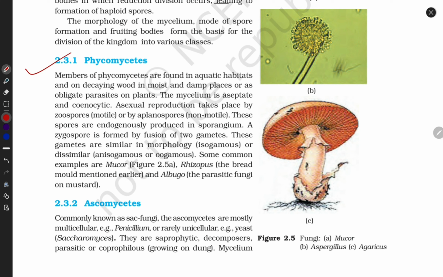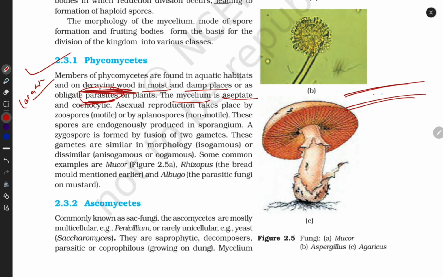Now the first class is Phycomycetes. What is the special feature of Phycomycetes? They live on decaying wood, in moist and damp areas, and they live as parasites on plants. This is their habitat. Next, they have mycelium and hyphae. The hyphae may be septate or non-septate.